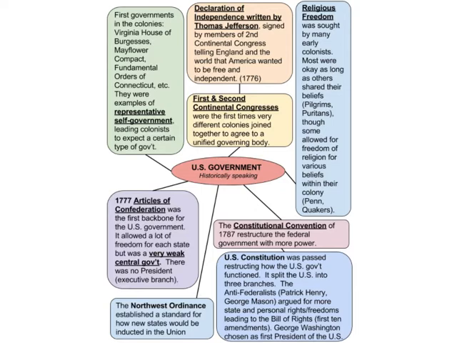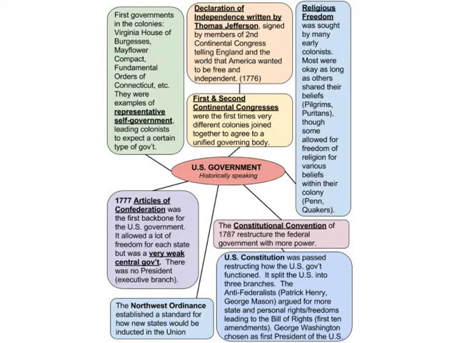Religious freedom in the U.S. government. It was sought by many of the early colonists, as I said earlier. Most were okay as long as the other people in their colony shared their beliefs. Think about the Pilgrims and the Puritans. You had to share their beliefs and act accordingly. That's what we would call religious freedom. It wasn't so much freedom for everyone.